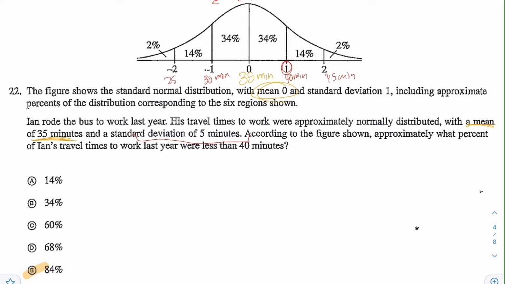and 25 minutes. So what this means is 2% of all the bus rides were more than 45 minutes, while 2% were less than 25 minutes. 14% were between 25 minutes and 30 minutes. 14% were between 40 minutes and 45 minutes. And then 34% were between 35 minutes and 30 minutes. That's this one here. While another 34% were between 35 and 40 minutes.